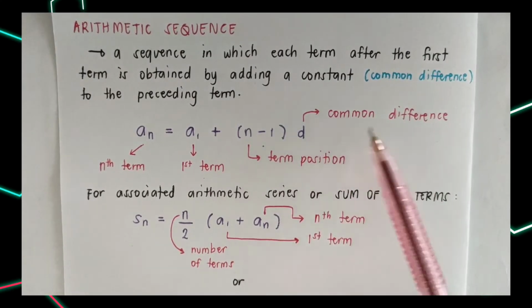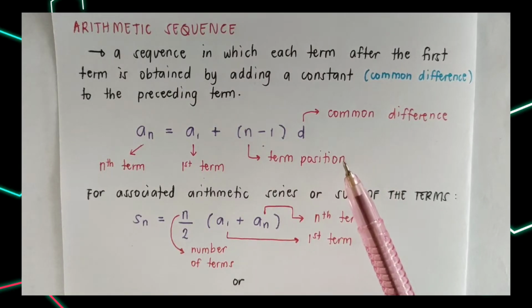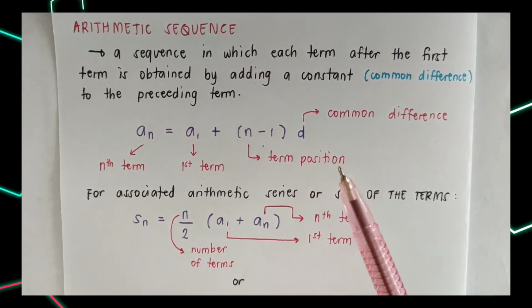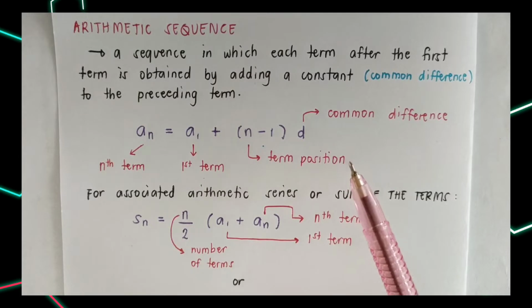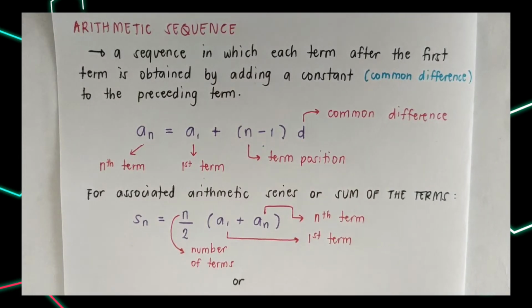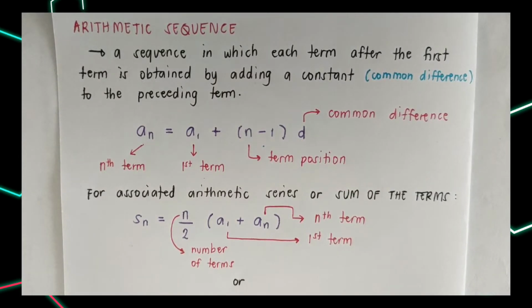And to get the common difference, we will subtract the first term from the second term. Take note also, class, that if the sequence is increasing, the common difference is positive. But if the sequence is decreasing, the common difference is negative.